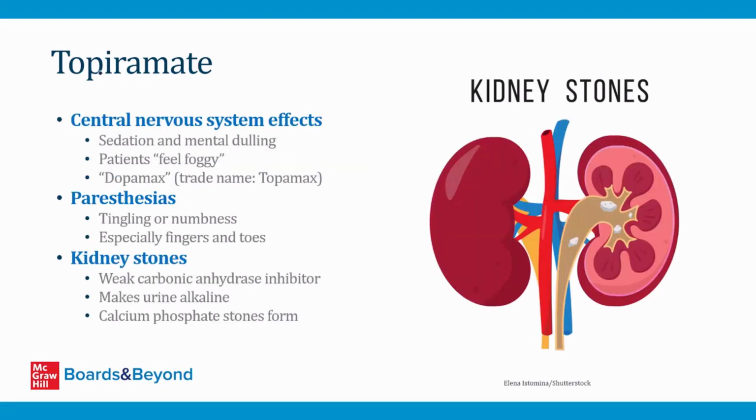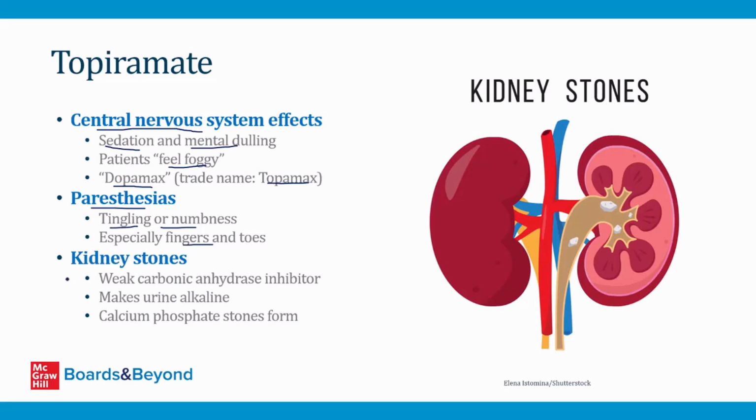There are three important side effects of topiramate that you need to remember, and they're all listed on this slide. So first of all, it has central nervous system suppressing effects. It can make patients feel sedated and mentally dull. Patients often say they feel foggy or dopey, and because of this, some people call this drug Dopamax. Its trade name is Topamax, so the Dopamax is to remind you that it makes patients feel dopey. It also can cause paresthesias. Patients can report tingling or numbness, especially in their fingers or toes.